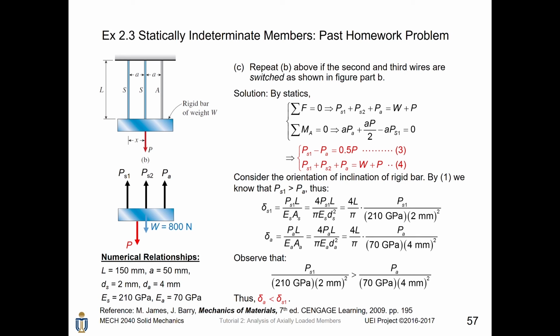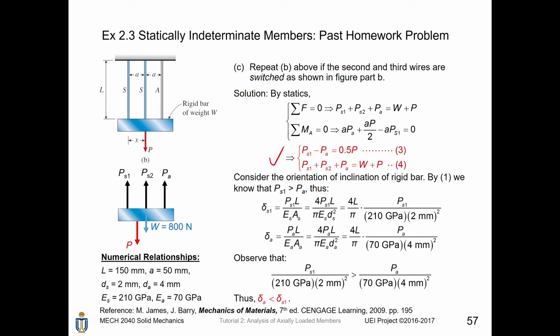Now we change our problem a little bit, such that the wires A and S are switched. Now the two steel wires are located next to each other, while A is located on the right hand side. The system loading is shown like this. We want to find the allowable load P under this system if those two wires are switched. Well, it is rather similar. By using statics, we obtain a system of equations. However, in this problem, we are not that sure about the orientation of this rigid bar. I'm not sure whether the rigid bar is inclined like this or like this. It is not that intuitive, so we have to do some reasoning on it.